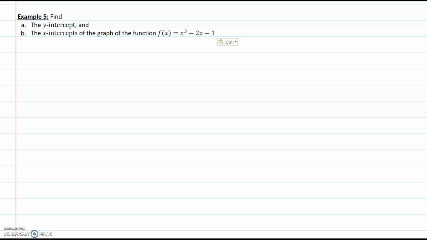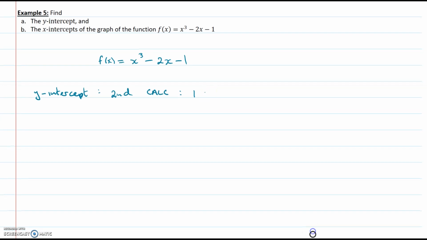Okay, in this example we have to find the y-intercept and the x-intercepts of the graph of the function f of x is equal to x cubed minus 2x minus 1. We're going to use the calculator to do this. Now, for the y-intercept, we're going to use second calc, and we're going to select 1, which is the value.